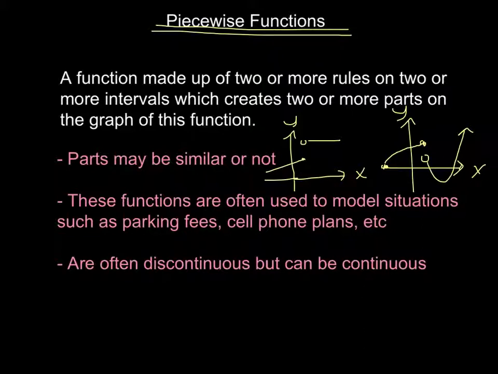But we can also have piecewise functions that are continuous, right? We could have one maybe that's made up of a set of lines, and the lines just change slope. So that would still be piecewise, but in this case it is continuous.